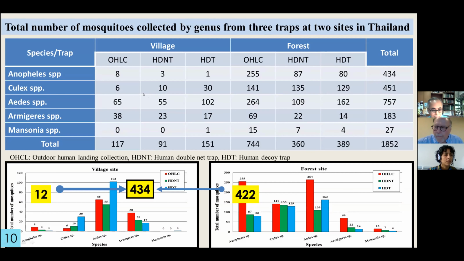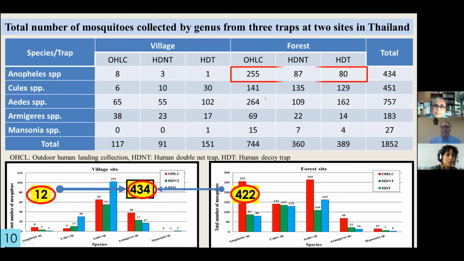This slide shows you the mosquito results collected from Thailand. As you can see here, the most collected genus belongs to Aedes, followed by Culex and Anopheles. In the case of Anopheles, 434 mosquitoes were captured, of which 422 were captured from the forest and 12 were collected from the village. Talking about the forest, 255 were collected from outdoor human landing catches, 87 were captured from human double net traps, and 80 were from human decoy traps. Very few mosquitoes were captured from the village: 8 from outdoor human landing collection, 3 from human double net traps, and 1 from human decoy traps.